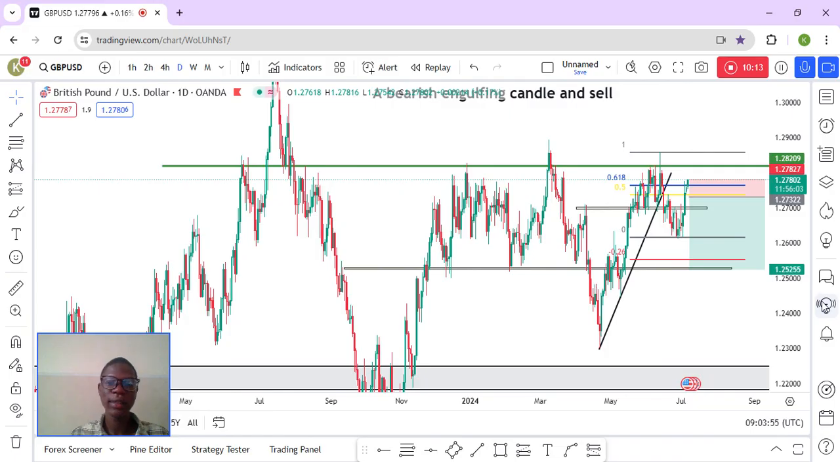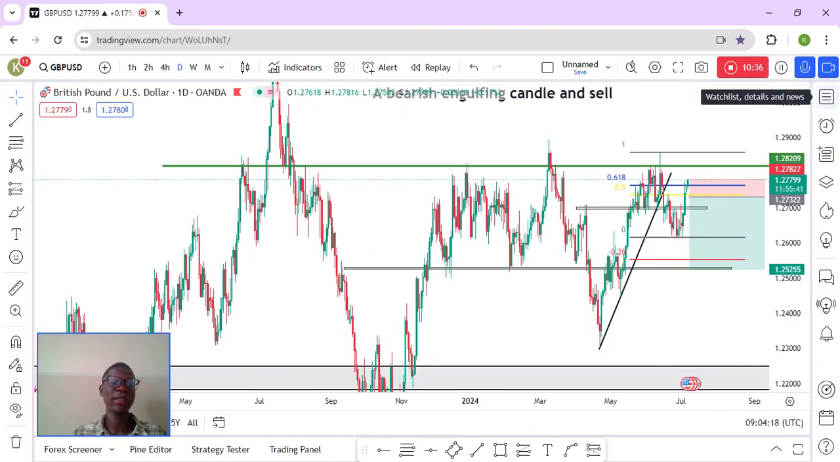Like the Euro USD, we just have to be very, very patient and see maybe a bearish candle. You guys know your entry strategy, so when it is time for us to trade it, I will be coming live here to tell you guys. But for now, we just have to be very, very patient. So that's it on GBP USD too.